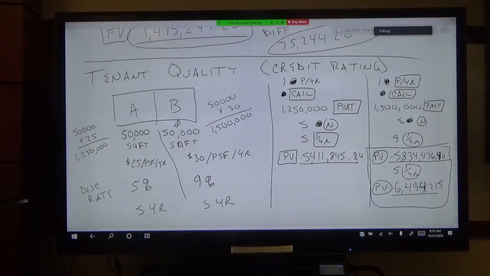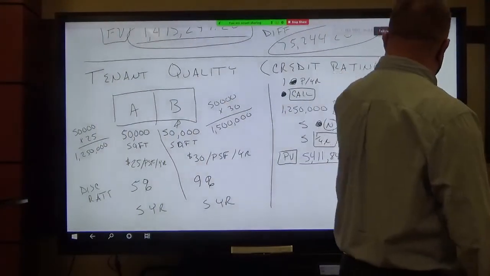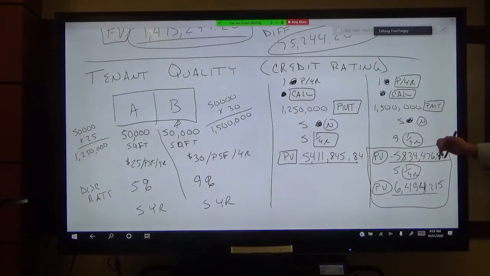And the reason for that roughly $700,000 difference is because of using 9%, which we thought, and still think, is an appropriate discount rate for this property and that particular tenant. And the higher rent, but without that risk adjustment, you can see they're generating roughly $1 million more in present value rent than tenant A.